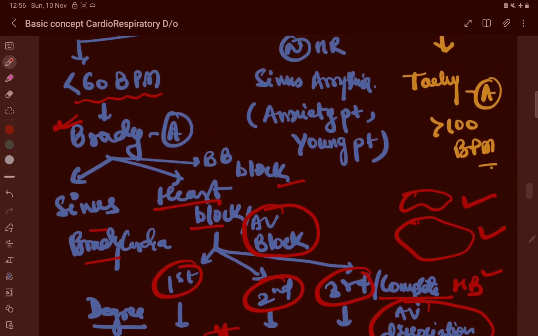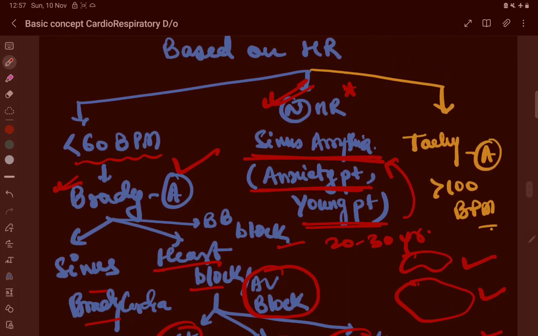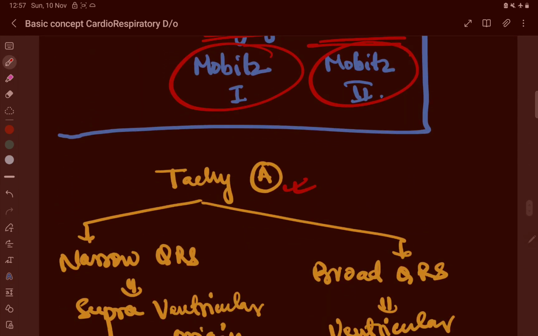Now the tachyarrhythmias. Okay. So here we have discussed bradyarrhythmia, and then there is normal heart rate. So there is sinus arrhythmia, which we see in anxiety patients and young patients, 20 to 30 years. So in your age we see sinus arrhythmia. Okay, the heart rate is normal, but you feel like your heart is pumping. So in anxiety patients, in young patients of your age, sinus arrhythmia is very, very common. Okay, the third is the tachyarrhythmias, when beats are more than 100.